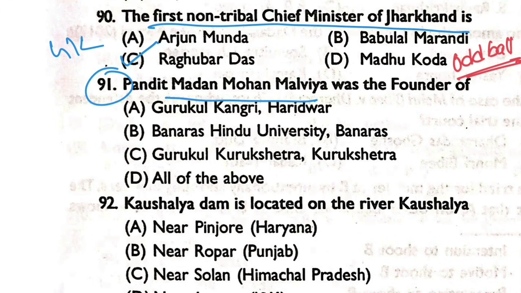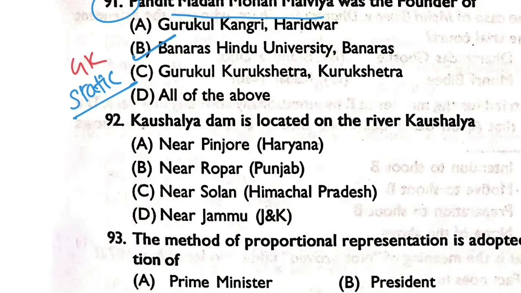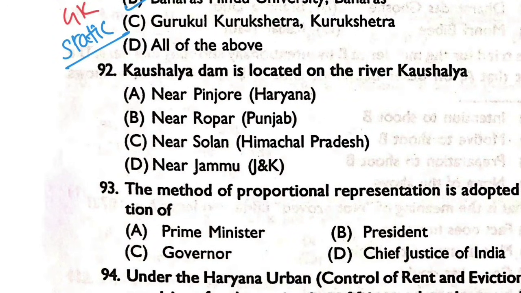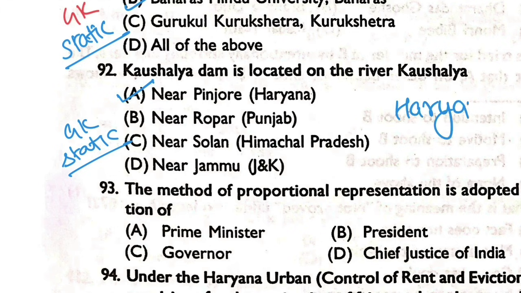Then question 91: Pandit Madan Mohan Malviya was the founder of what? This is Banaras Hindu University. GK question. This is static GK, not current GK. Then question 92: Kaushalya Dam is located on the river Kaushalya. GK static, near Pinjore. Now, this is important for you to see, because in Haryana, the GK questions they ask a lot of times are Haryana specific, like the state bird for Haryana, or the dams in Haryana, first chief minister of Haryana, or the chief justice of Punjab and Haryana court. So some of the GK static questions they ask will be Haryana specific.